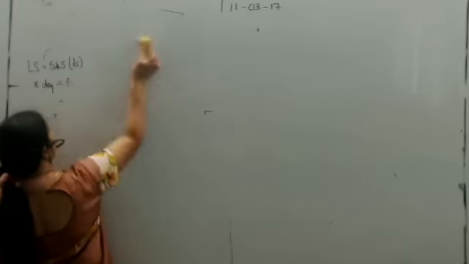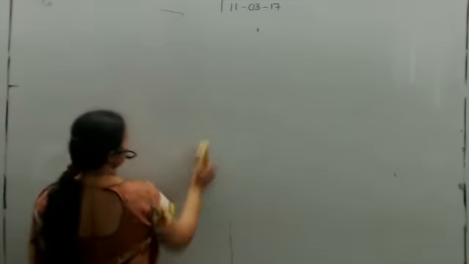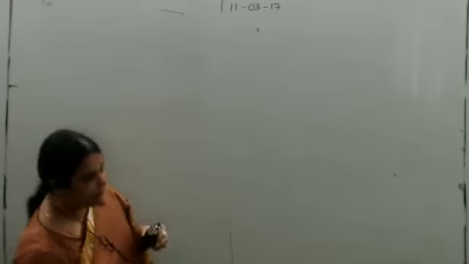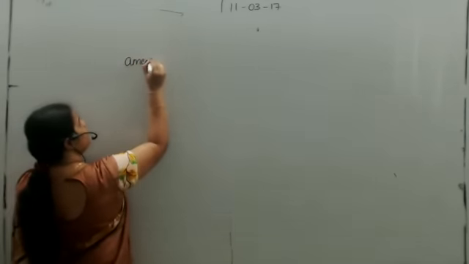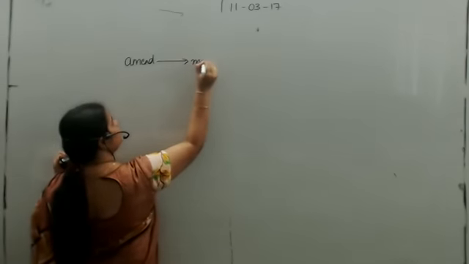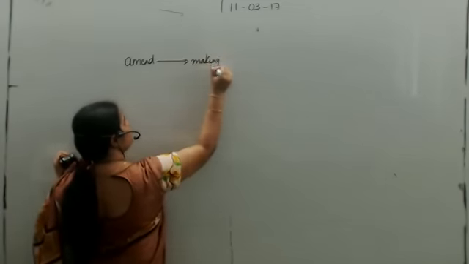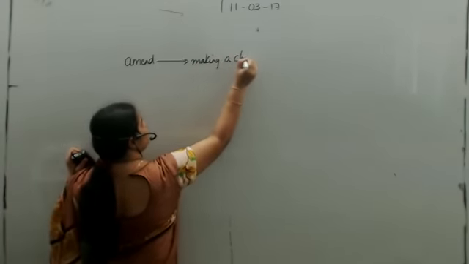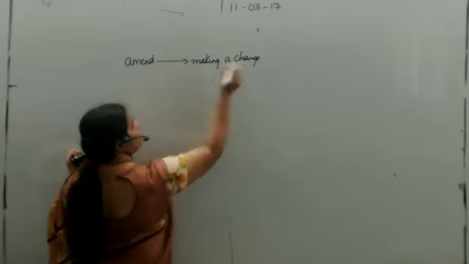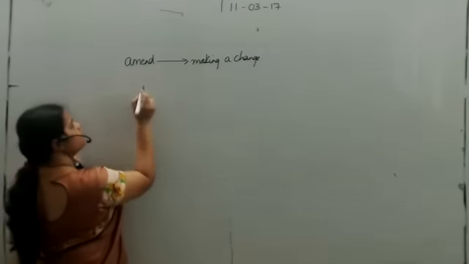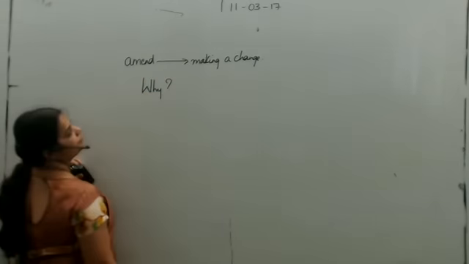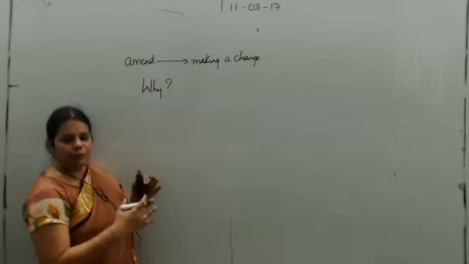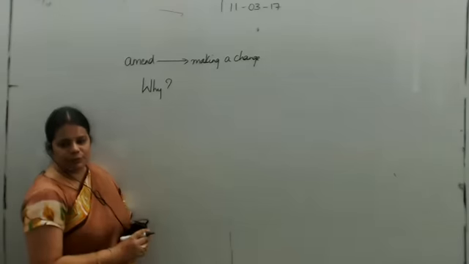Now let's look at the amendment procedure. The first question is, why should you amend the constitution? When do we use the word amend? Amend indicates making a change. The technical term used for making a change to the constitution is amending the constitution. Why should you even make a change in the constitution? What is the need?